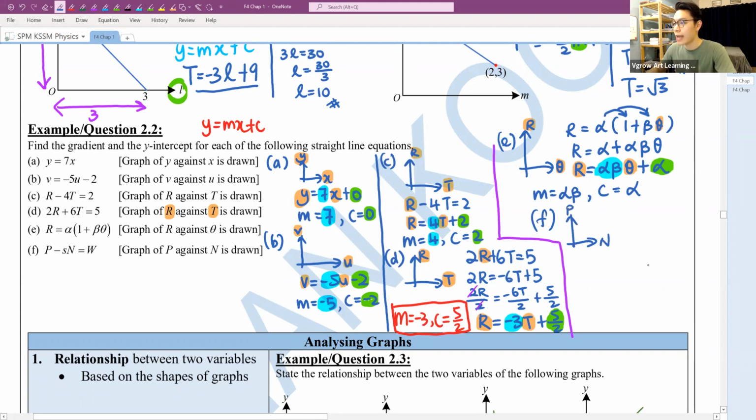P against n, P against n. So I got P minus Sn equals to W. Here also got some space. If you're running out of space, you can write it in here also. I should have put more space here. Okay, so I need to think how I can make P alone, and then the n is the x, mx plus c.